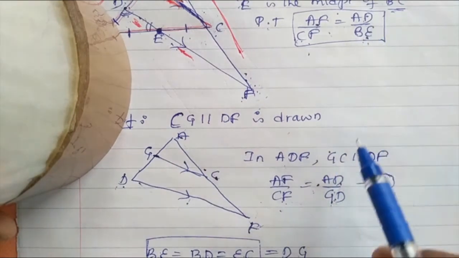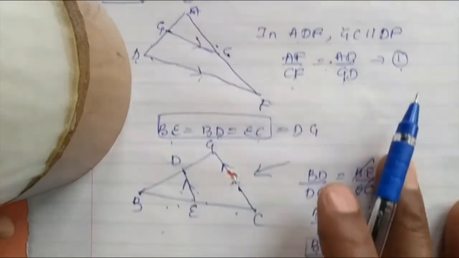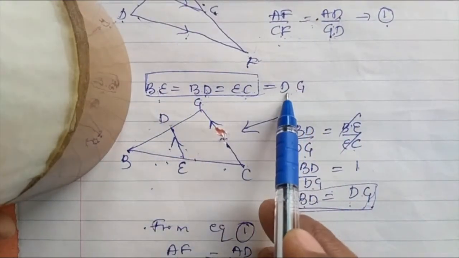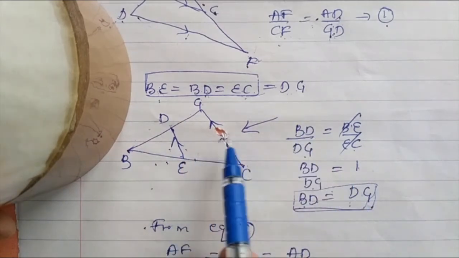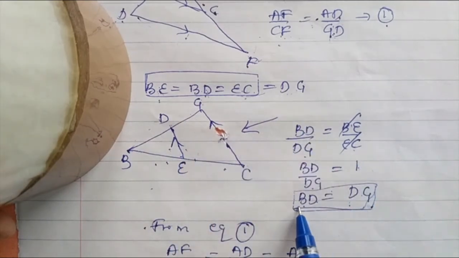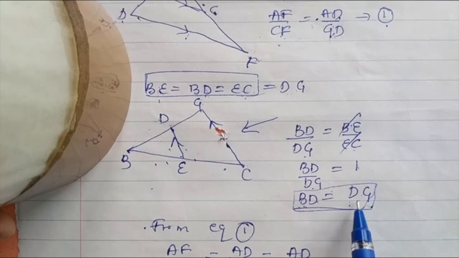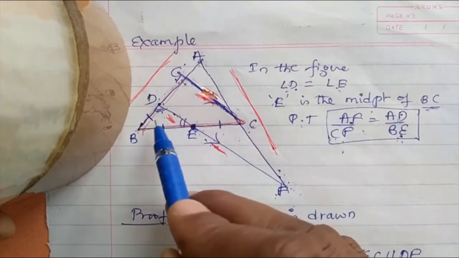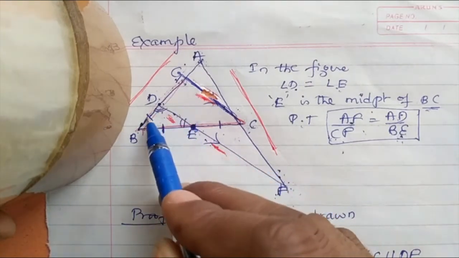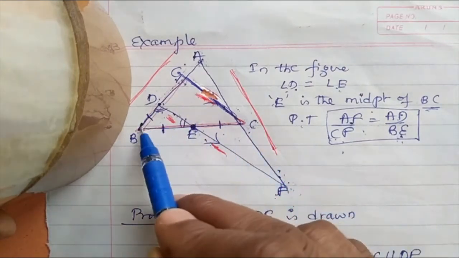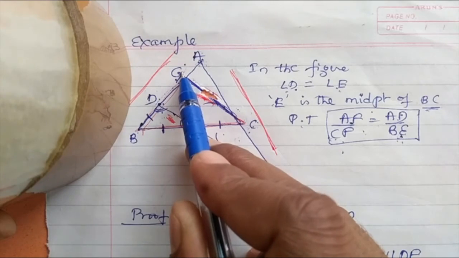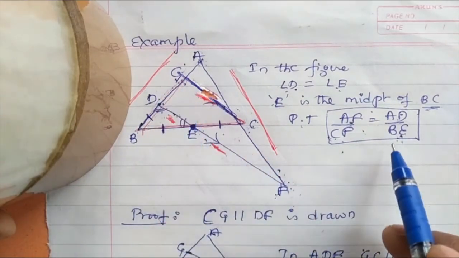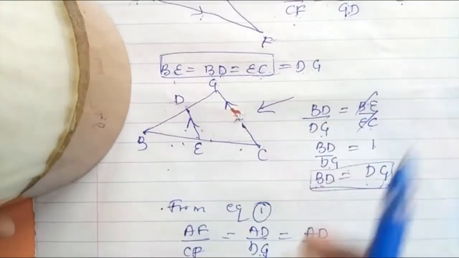So how to convert BE to GD? From the diagram, already BE, BD and EC are equal. DG also equal. By taking one triangle, there once again I used BPT. Finally BD and DG are equal. So these two parts are equal, then these two parts also equal. BE and EC are equal, then BD and GD also equal. All are 1:1 ratio. So BD and DG also equal. So finally BE I converted to DG.